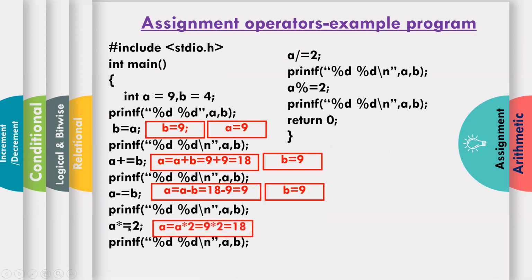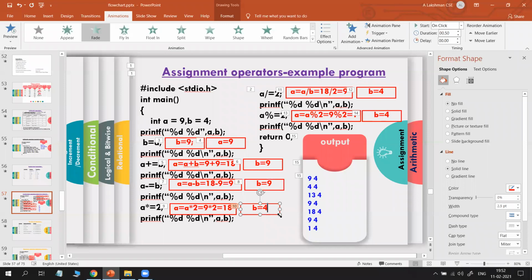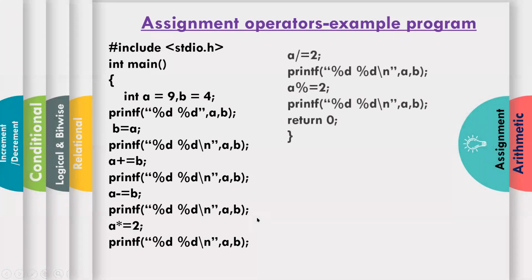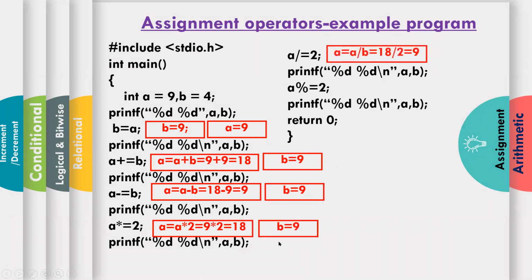So in the next case, A is equal to A into 2. The value of A is 9 above. So 9 into 2, 18. And what is the value of B? It is 9. Similarly, in the next case also, you will consider the value of A as 18 and the value of B is 9.